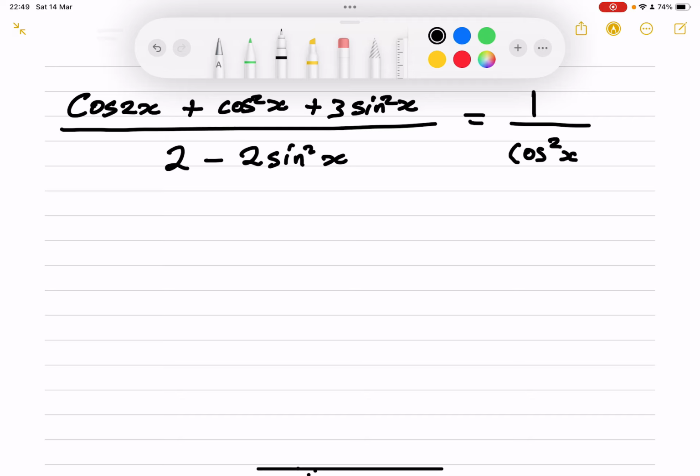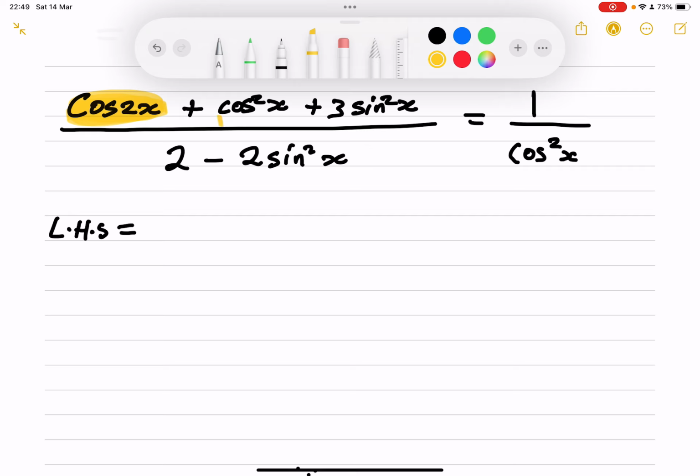Ladies and gentlemen, in this video, we are asked to prove that the right hand side equals the left hand side. And I'm going to take the left hand side because it is the most complex side. On top, I know that I have to change the cos 2x. And the cos 2x has three possible changes.